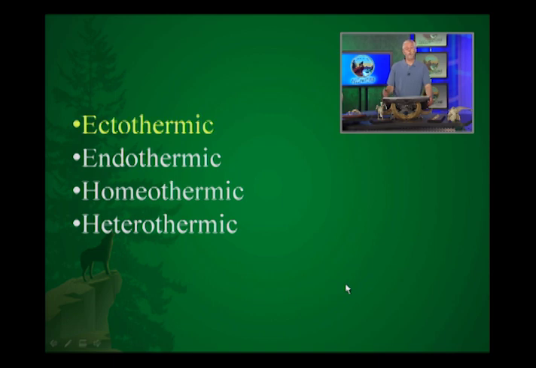Ectothermic, what the word is trying to say is that heat comes from the outside. Animals that are ectothermic regulate body temperature through their behavior. If an animal is ectothermic and it's too hot, it has to move into a cooler environment. If it is too cold, it has to move to a warmer environment if it wants to raise its body temperature. So essentially, body temperature is regulated by behavior.